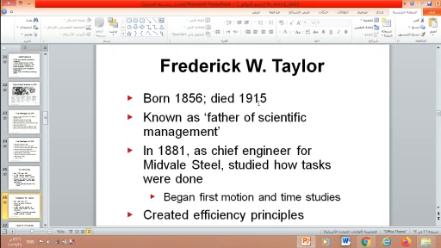And also Frederick Taylor, he was born in 1856 and died in 1915. He is known as the father of scientific management and the father of management.